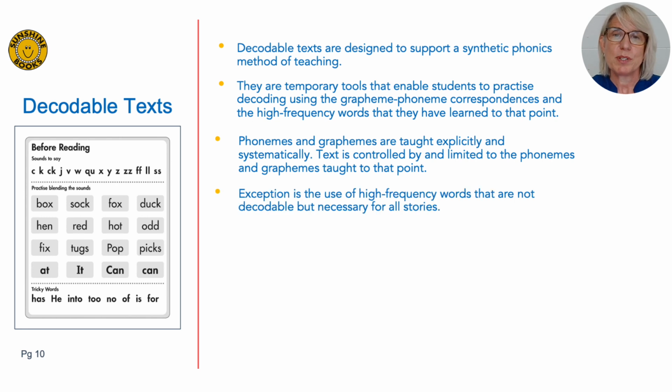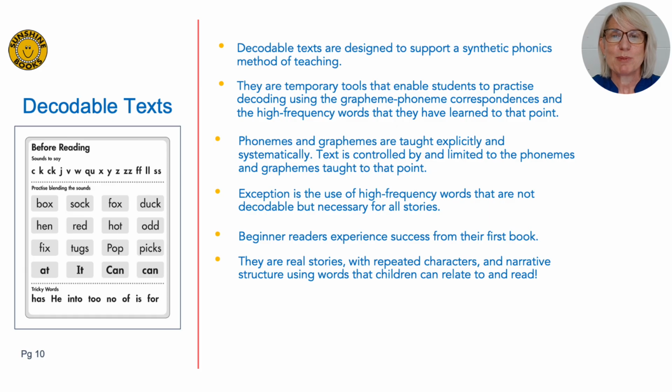High frequency words that are not as easily decodable but necessary for all stories need to be explicitly taught alongside this. Once students know their first set of sounds and have had practice learning how to blend these sounds together to make words, they can start reading their first decodable text and can experience success from their first book. Sunshine texts are great because they are real stories following likeable characters and narrative structures. They use words that children can relate to and read. The text provides opportunities to practice reading skills to acquire mastery.